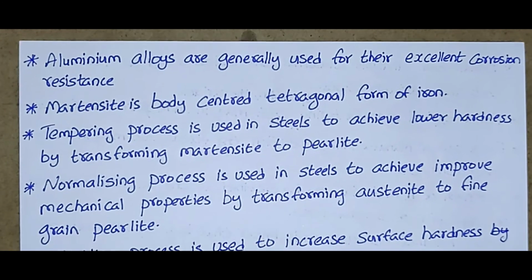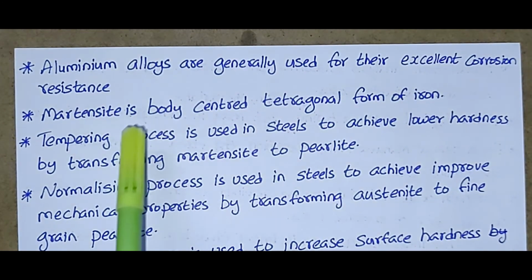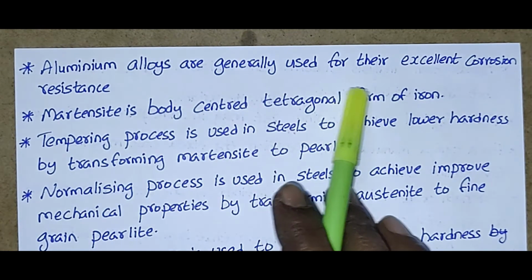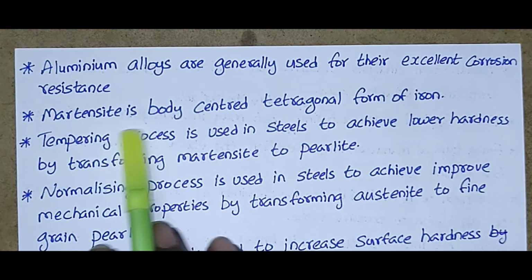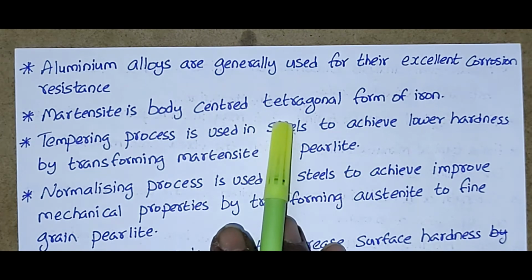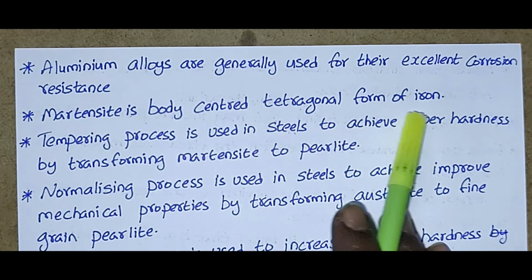Right friends? Now we will continue manufacturing process. Aluminium alloys are generally used for their excellent corrosion resistance. Martensite is the body-centered tetragonal form of iron.